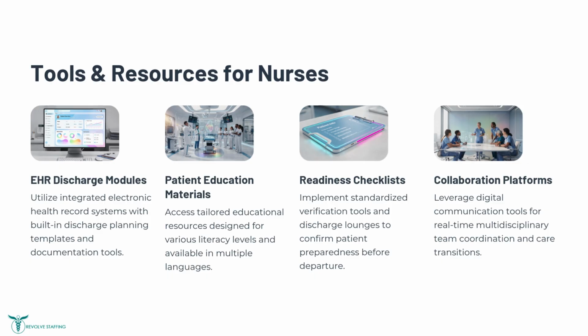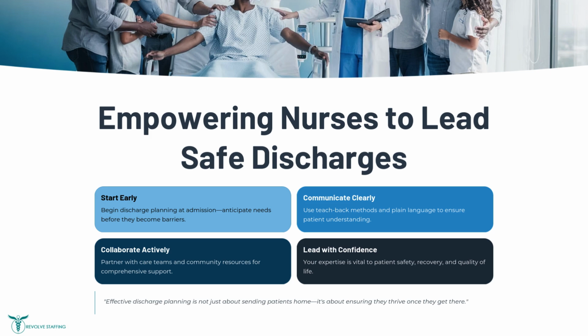Effective discharge planning is not just about sending patients home. It's about ensuring they thrive once they get there. To ensure this always happens, start early by beginning discharge planning at admission and anticipating needs before they become barriers. Communicate clearly by using teach-back methods and plain language to ensure patient understanding. Collaborate actively. Partner with care teams and community resources for comprehensive support.